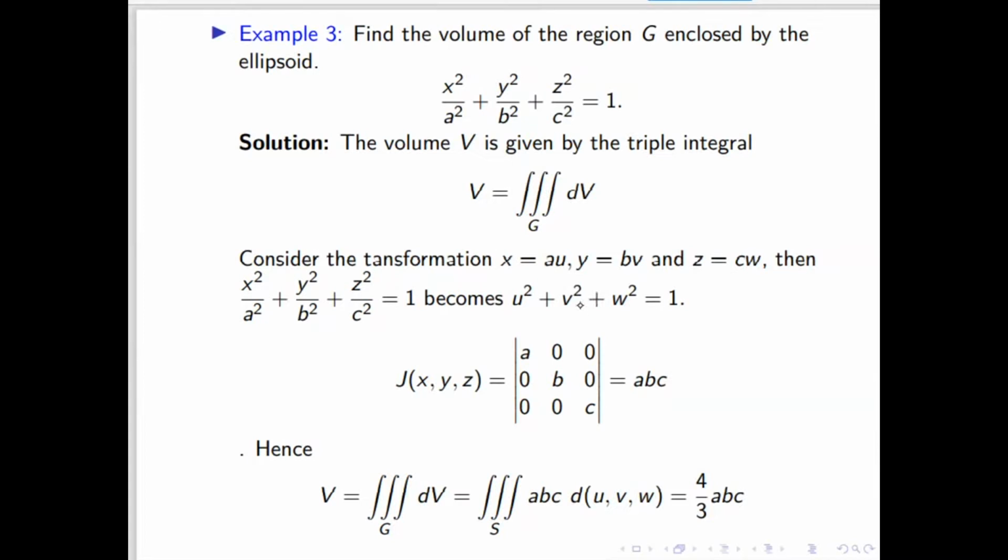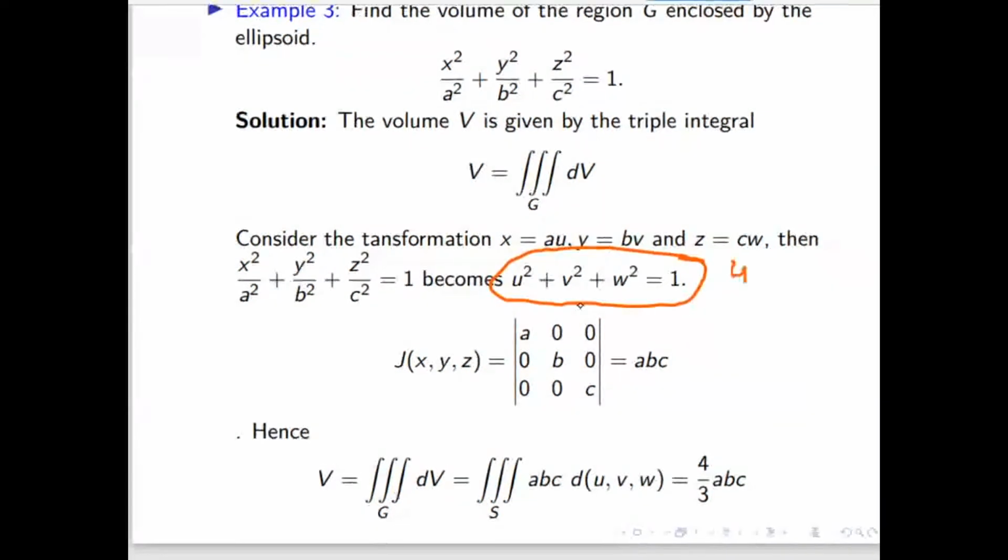4 by 3 pi. Yep, 4 pi by 3. So we know the volume of this. The question is to find the volume of this. So we know how to transform this volume.